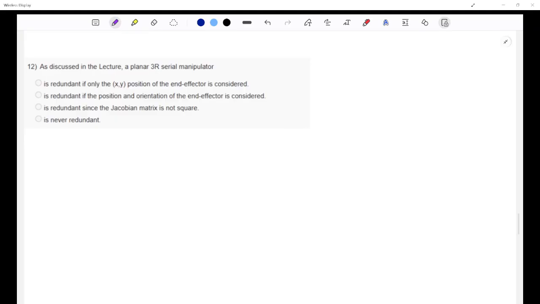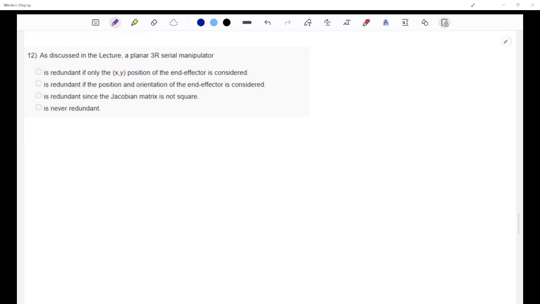Let's move to the next question. As discussed in the lecture, a planar 3R serial manipulator is redundant if only the XY position of the end effector is considered, is redundant if the position and orientation of the end effector is considered, is redundant since the Jacobian matrix is not square, is never redundant.